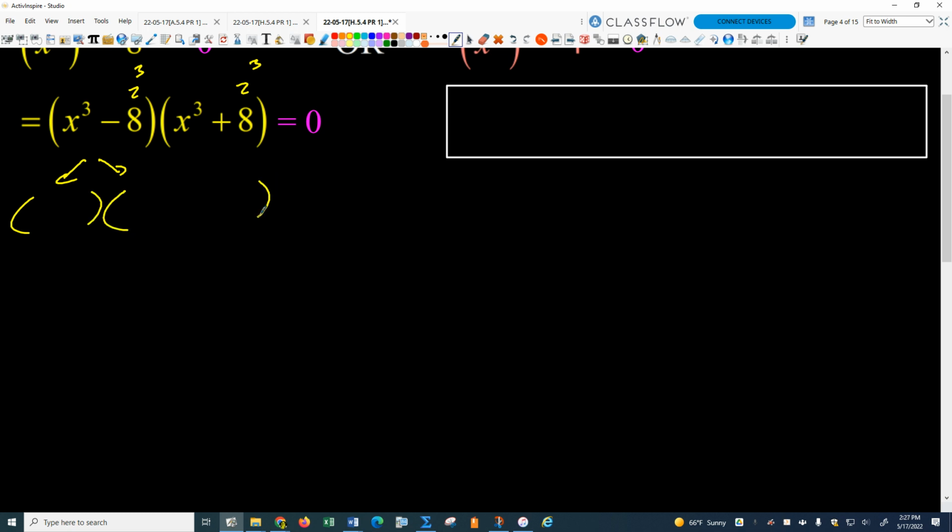I'm going to get a binomial times a trinomial. So again, it's x cubed minus 2 cubed. How's that one going to factor? What's my binomial going to be? Yeah. Everybody agree? x minus 2, because x is like my a and 2 is like my b, right?